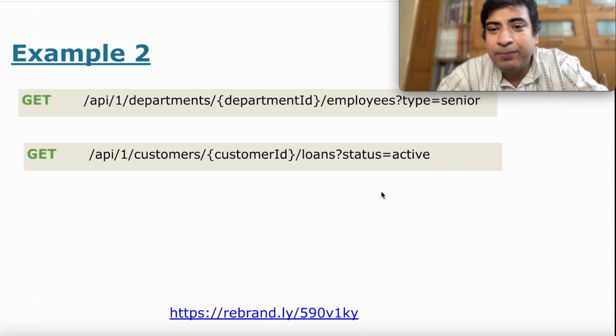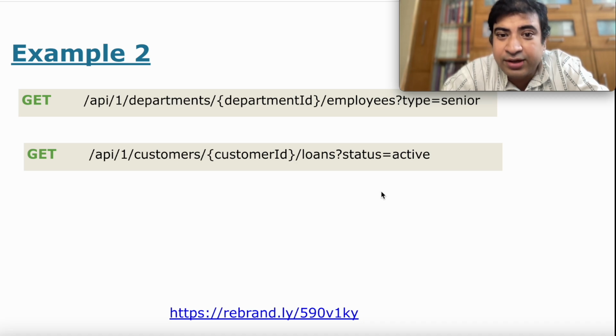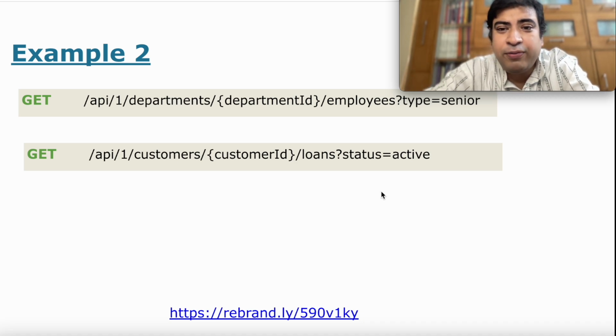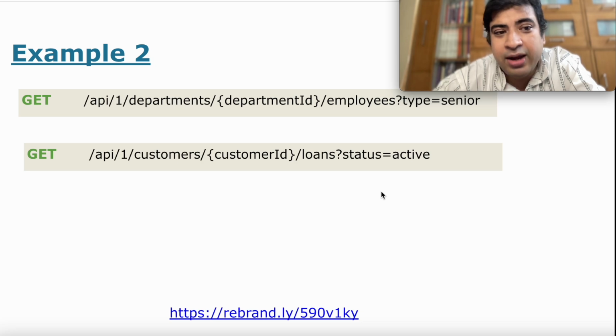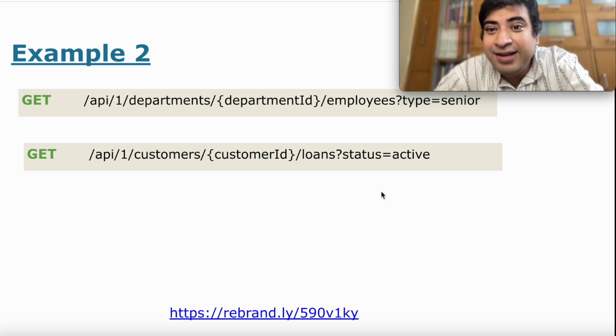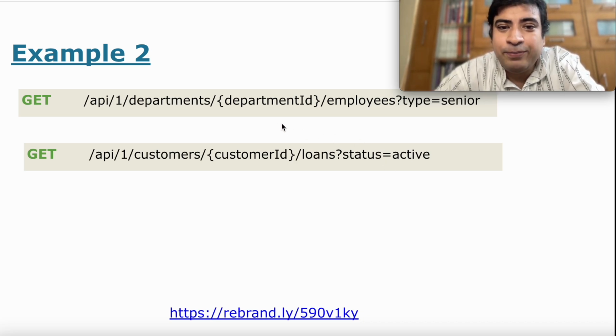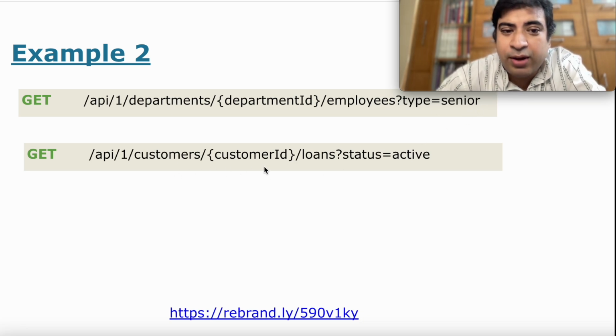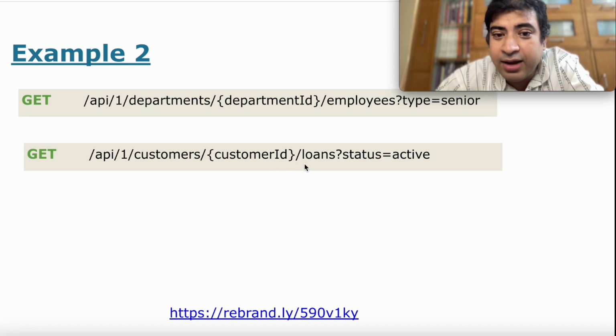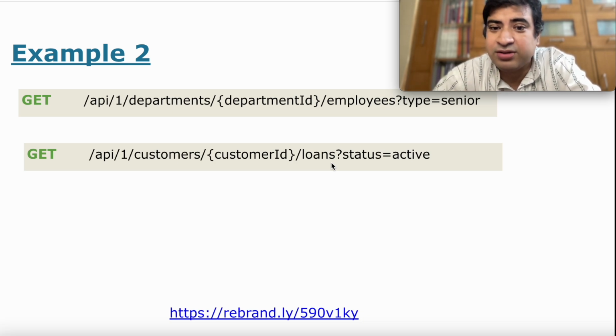Now, another example where we can see a hierarchy of resources, and also we can see filtering of the resource. So if we look at the first example, this is how we can design a REST endpoint to retrieve the employees of a specific department, rather the senior employees of a specific department. So here you can see a hierarchy, like employees fall under departments, and also a filtering, which is by the type equal to senior. The next one also denotes a hierarchy, like I am retrieving the loans of a specific customer and also the active loans of the specific customer.